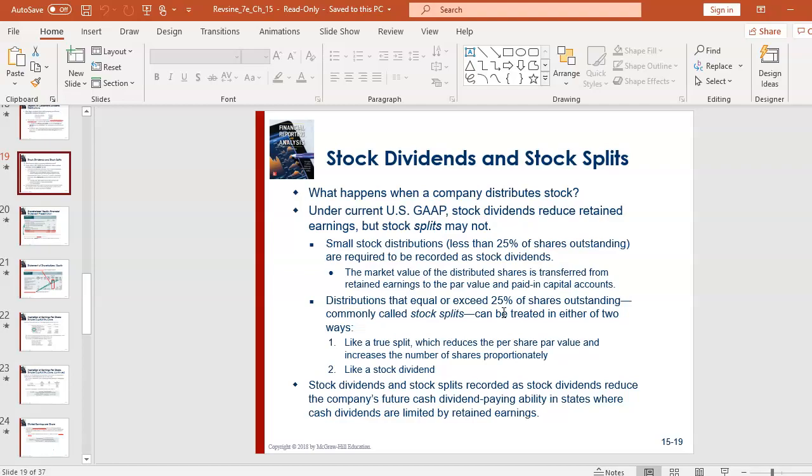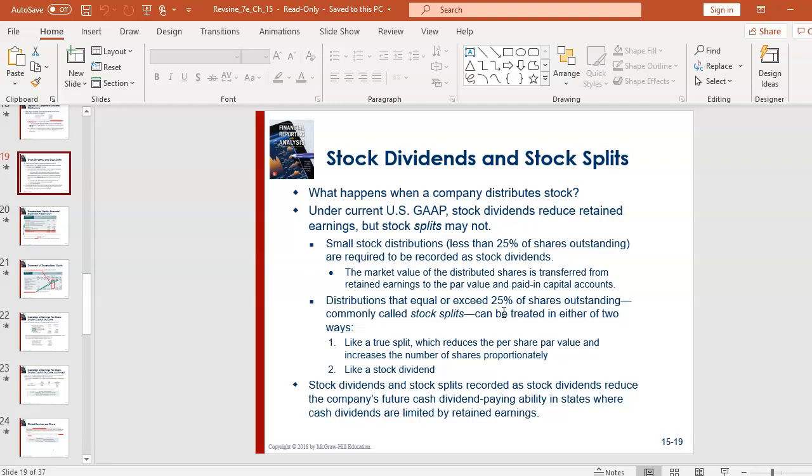For example, it's been about 8, 9 years, but Apple used to trade for $700, and Apple did a 7-for-1 split. So if you owned one share at $700, the next day you owned 7 shares worth $100 each. The value of Apple in total didn't change, but you now had 7 shares that traded at $100. The reason companies do that is it makes the stock more marketable. If the stock's valued at $100, it's more likely to get bought and sold.